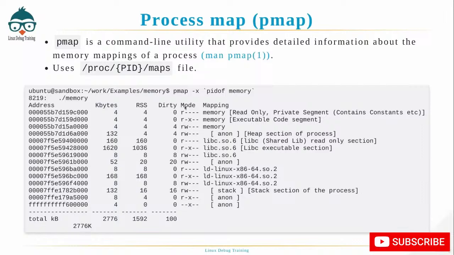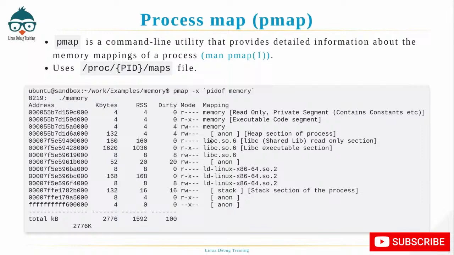The mode column displays the access permissions and the flags associated with that particular memory region. It shows whether the memory is readable, writable, executable, or whether it's shared or private memory. The mapping column provides the information about the type of memory mapping that has been established for the memory region, whether it is a file-based memory mapping or a memory-based memory mapping. There are various virtual memory segments shown in the given snapshot. For example, these segments are associated with the memory program itself.